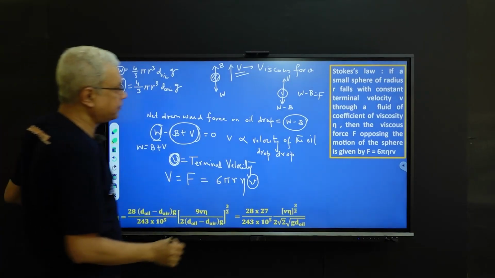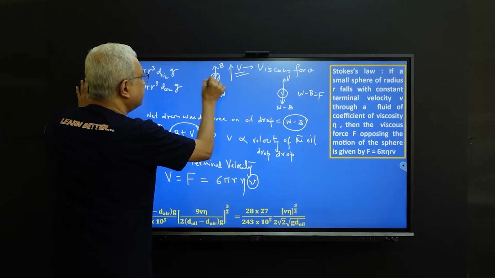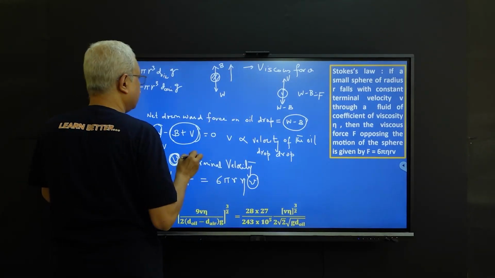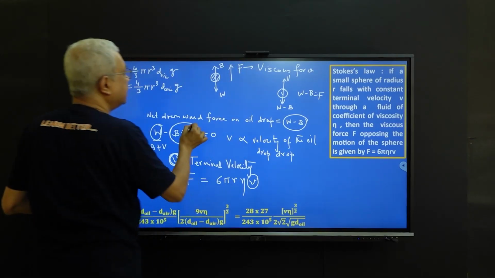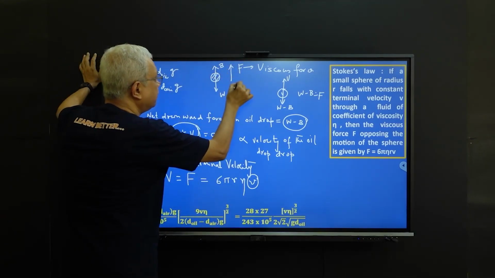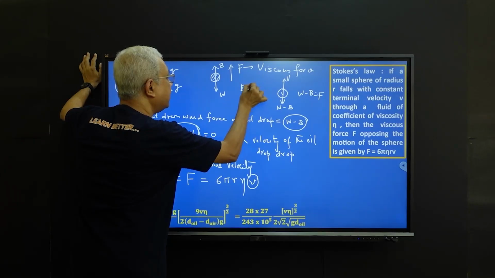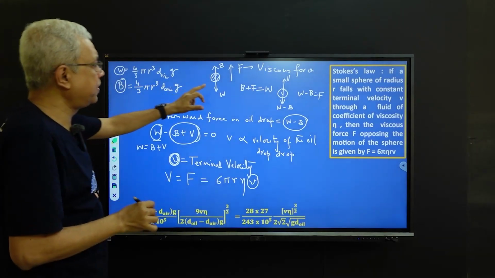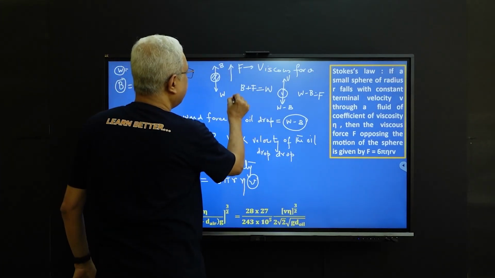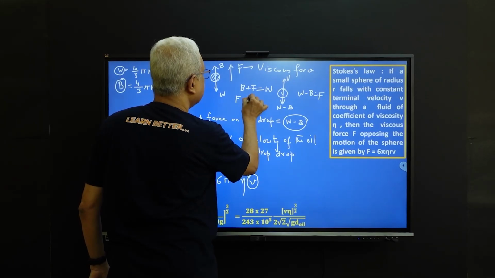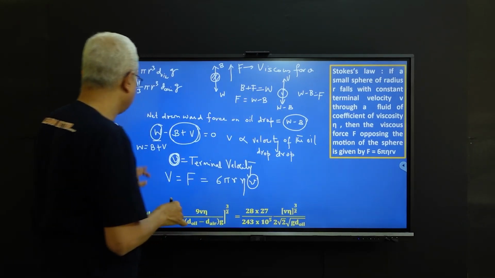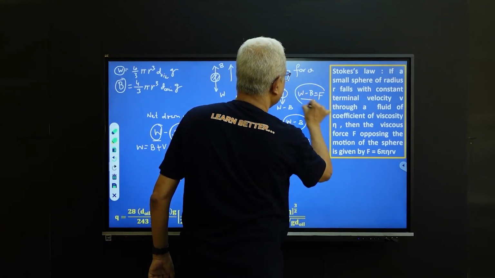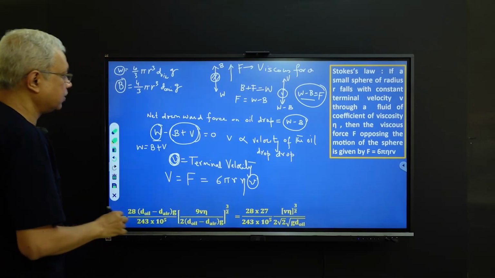Is it clear? That means on the oil drop, I call this viscous force F. So the net upward force on the oil drop is B plus F, and the downward force is the weight of the oil drop. So B plus F is equal to W, so F is W minus B. So this equation we'll use to solve this problem.